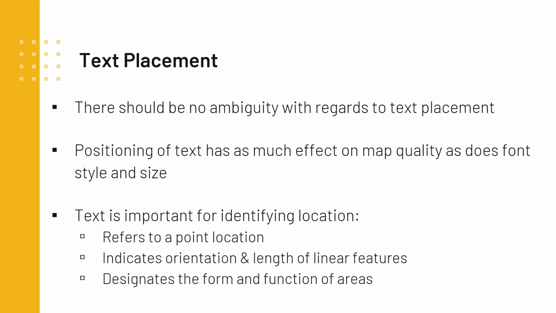Text is important for identifying locations. It can refer to a single point location. It can be used to help indicate the orientation or length of a linear feature like a road or a river. And it can designate the form and function of an area. If you have a large polygon that you're trying to label, you may use some character spacing to do that.